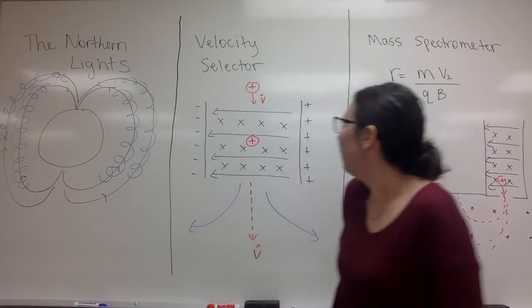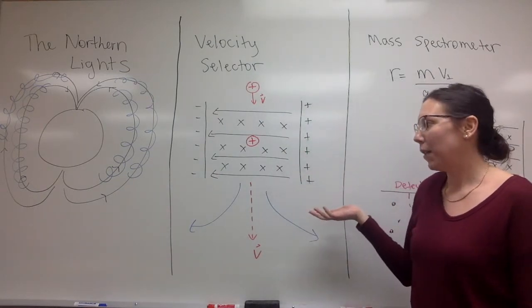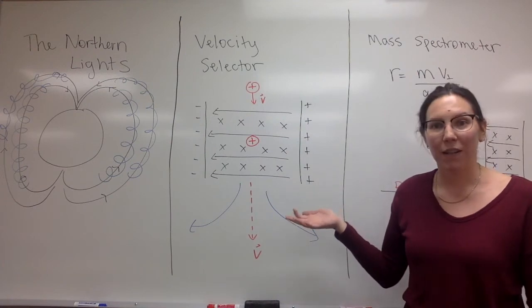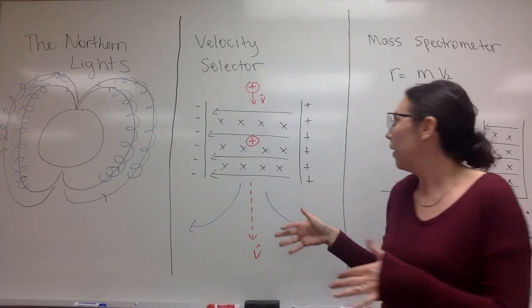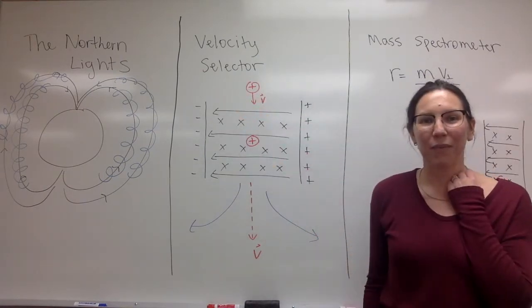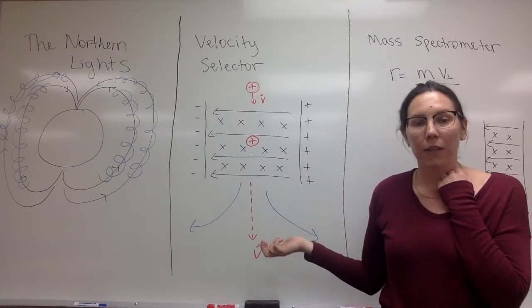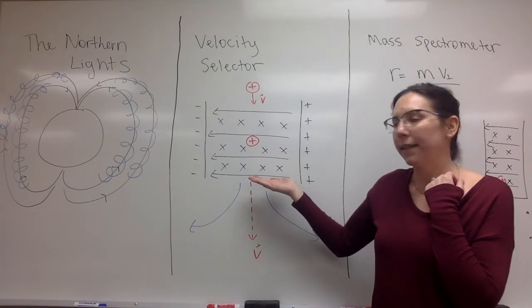All right, so let's move on to the velocity selector. This is a device that can be used to sort different molecules in a gas. And how it works is that we'll have charged particles sent through this velocity selector, which is a region of a uniform magnetic and electric field. So I've just drawn an example of one here.